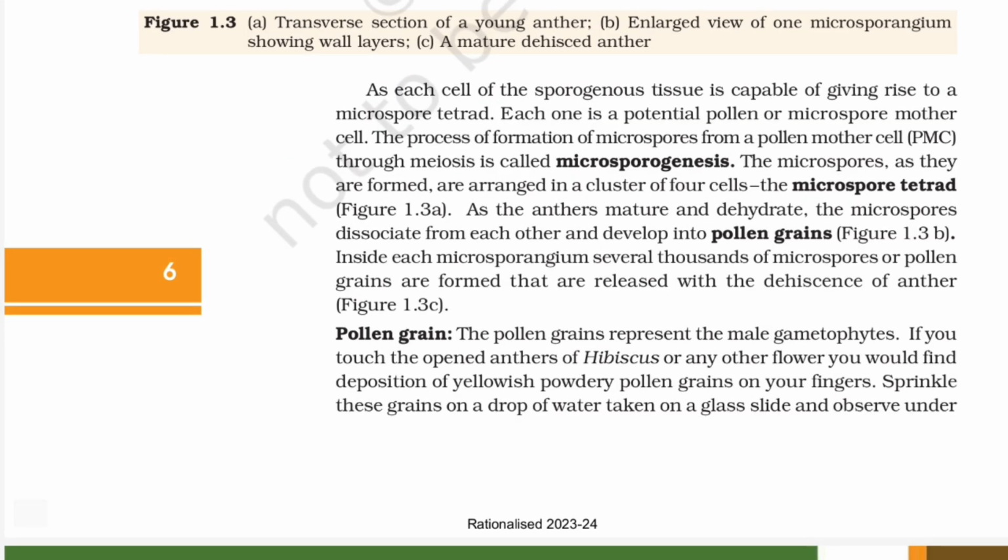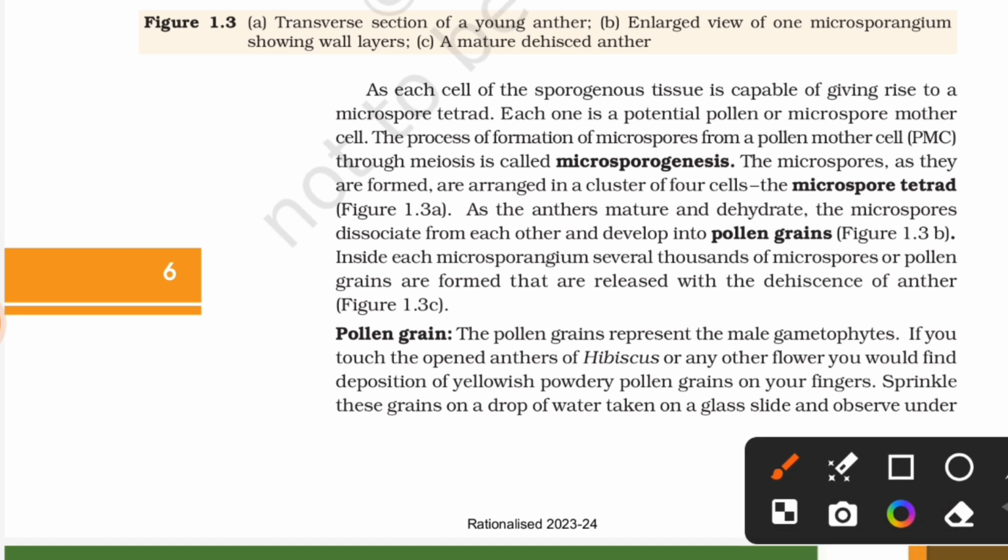As each cell of the sporogenous tissue is capable of giving rise to the microspore tetrad, each one is a potential pollen or microspore mother cell. The process of formation of microspores from the pollen mother cell (PMC) through meiosis is called microsporogenesis. The microspores, as they are formed, are arranged in a cluster of 4 cells, the microspore tetrad.